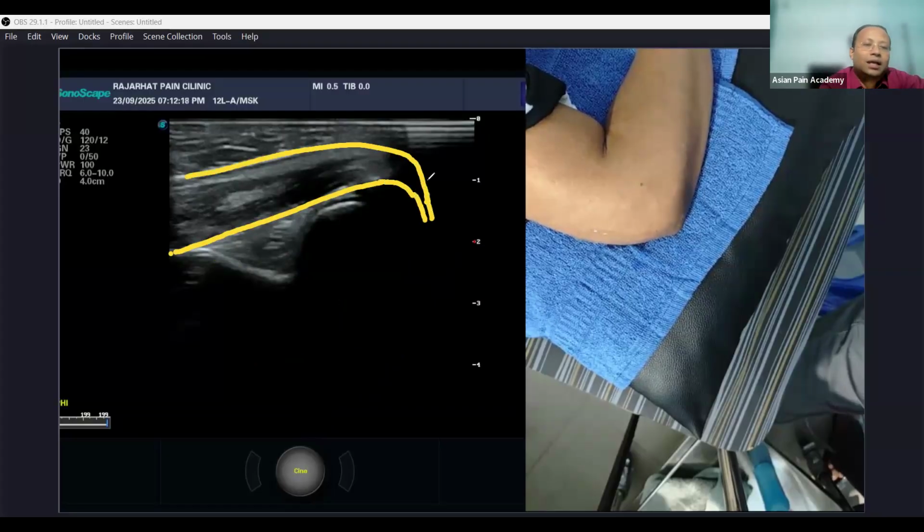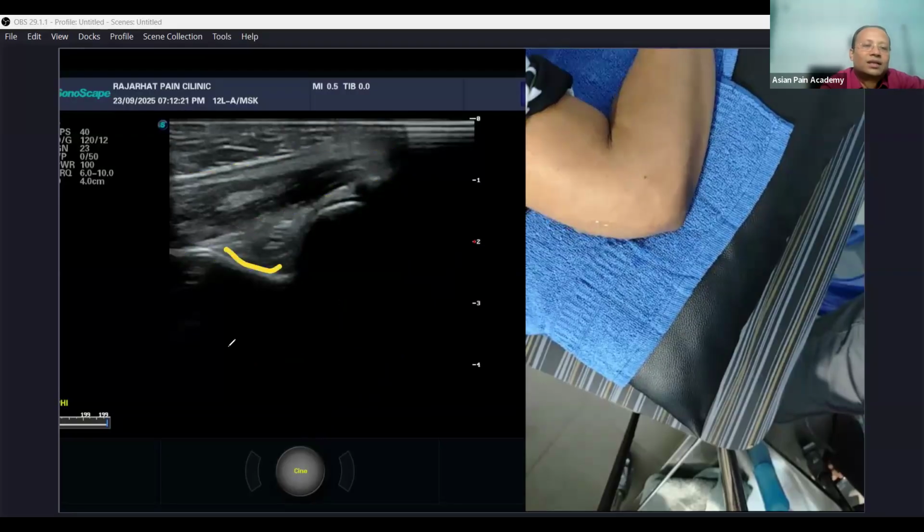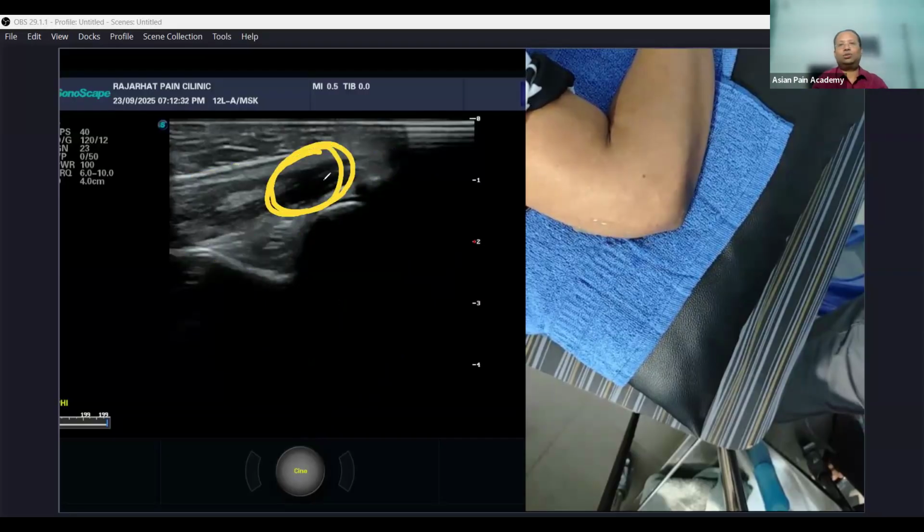So you can see that. And this part is fat. This is fat. And this looks like there is some tear or something, but it is actually anisotropy. Okay, so I will show it.